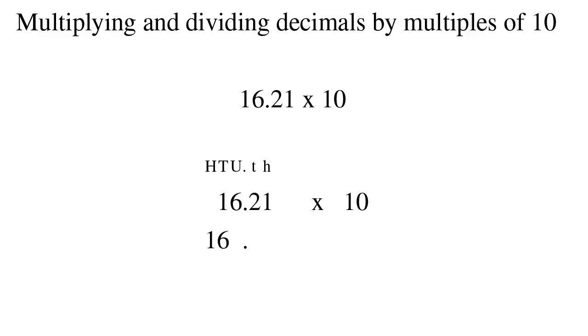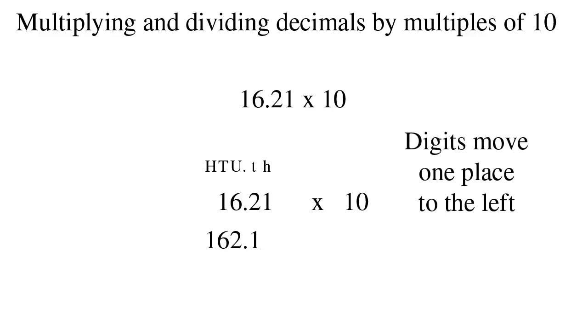column. If we multiply the 2 by 10, it becomes 2 units, and the 100th, when we multiply it by 10, becomes 1/10th. So our answer is 162.1. If we look at the original number, 16.21, we see that we've moved each number one place to the left. Or we can think of it as moving the decimal point one place to the right.